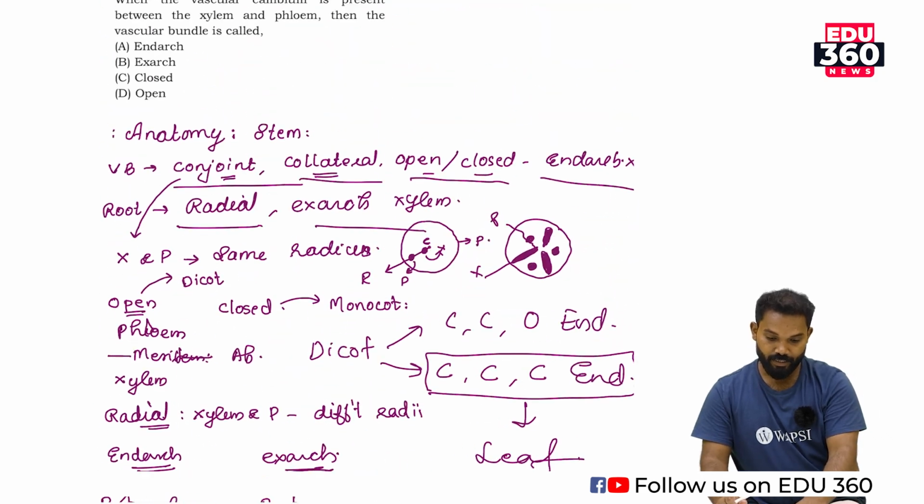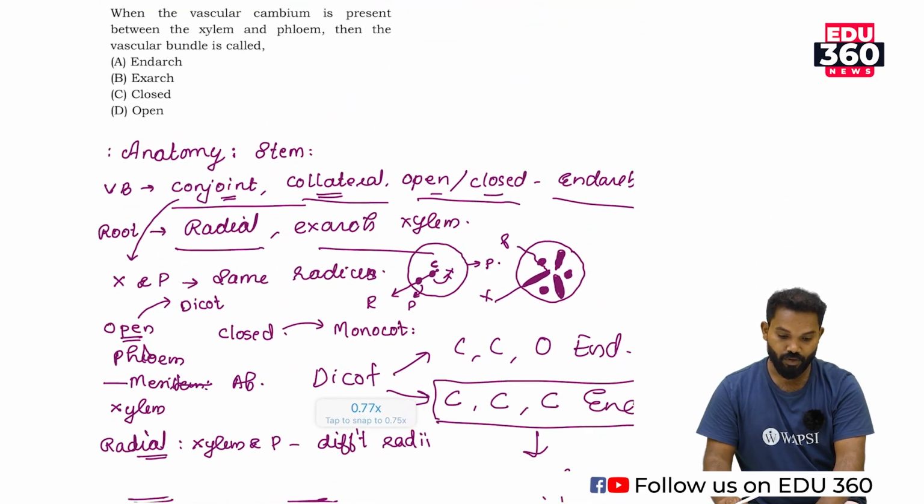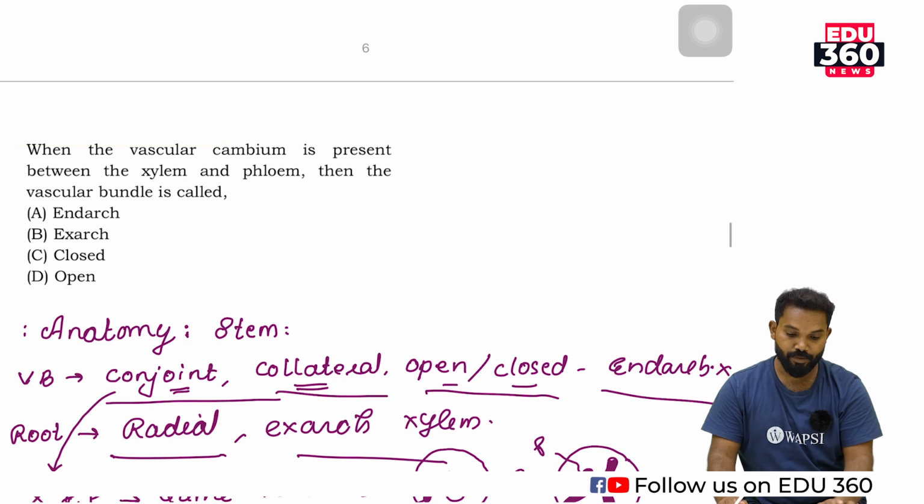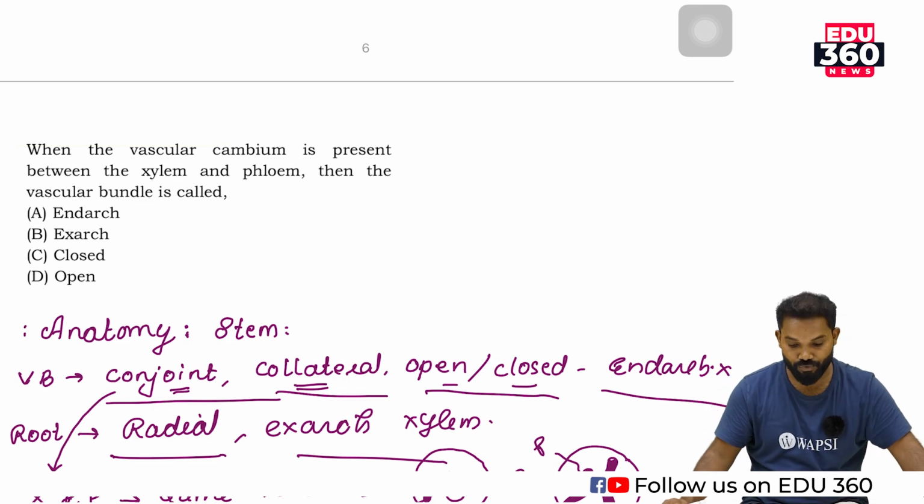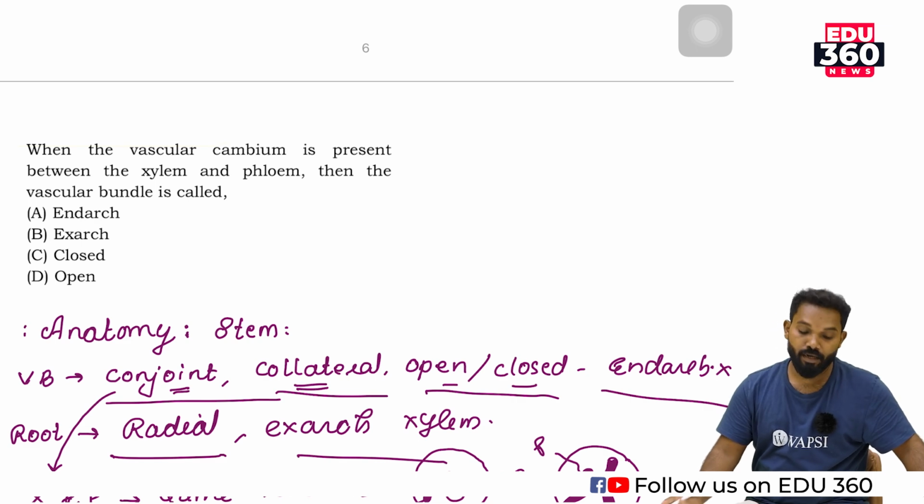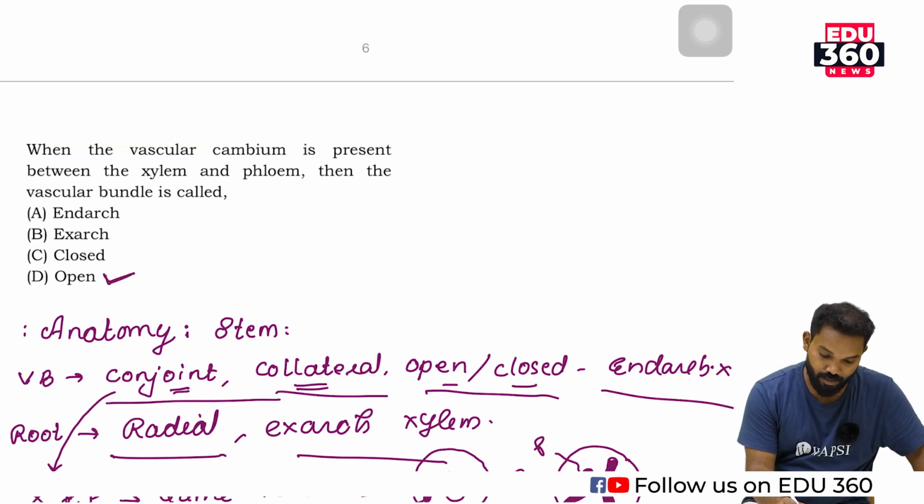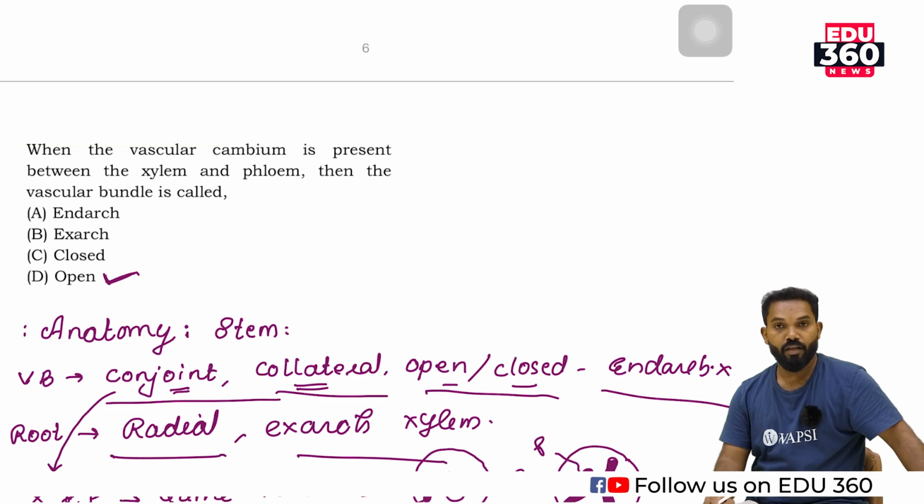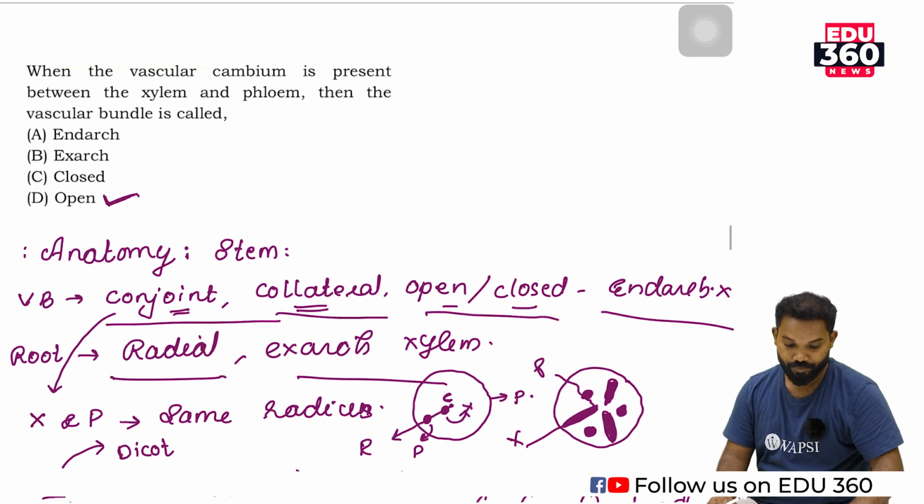So our question is, when the vascular cambium is present between the xylem and phloem, then the vascular bundle is called open vascular bundle. Answer is D. Okay, got it?